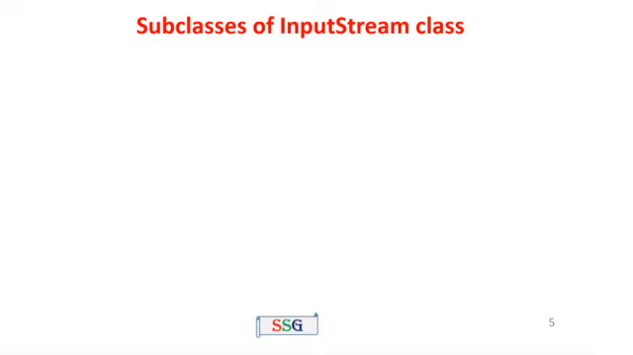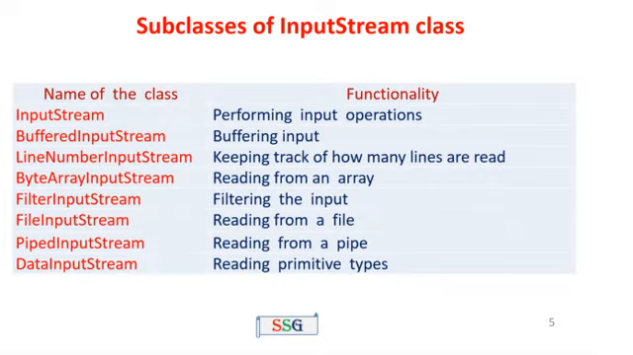Then some of the subclasses of the input stream. Input stream means read the contents from the file. So input stream, performing the input operations. Buffered input stream, buffering input. Line number input stream, keeping track of how many lines are read. Byte array input stream, reading from an array. Filter input stream, filtering the inputs. The next one, file input stream, reading the data from the file. The next, piped input stream, reading from the pipe. Data input stream, reading primitive data types.